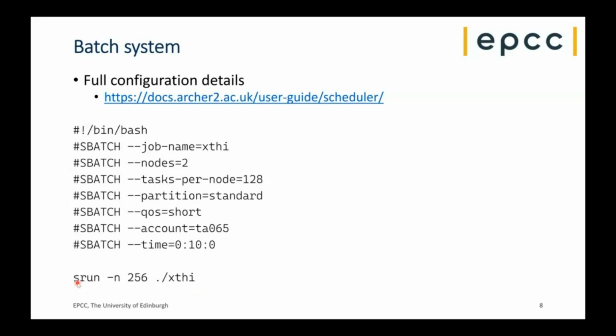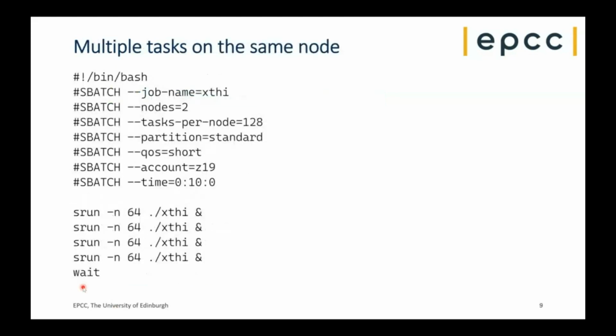And then down here, I'm specifying what I actually want to run. So I want to run this program here called XTHI, which we will have a look at in the practical, on 256 workers across those 2 nodes. And that's what the batch system looks like.